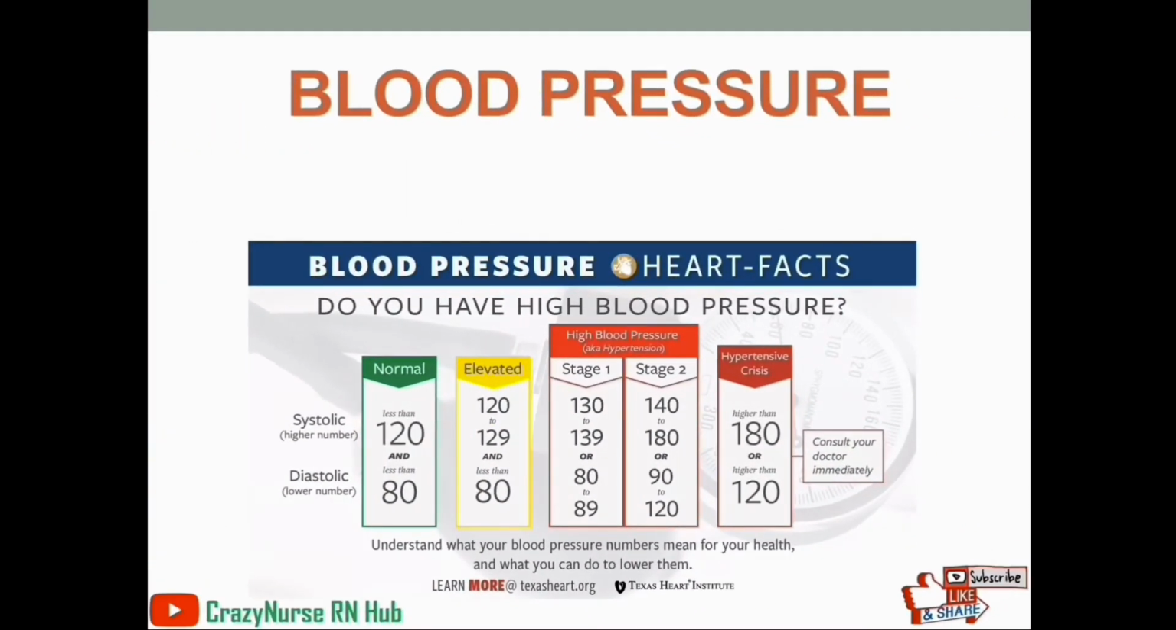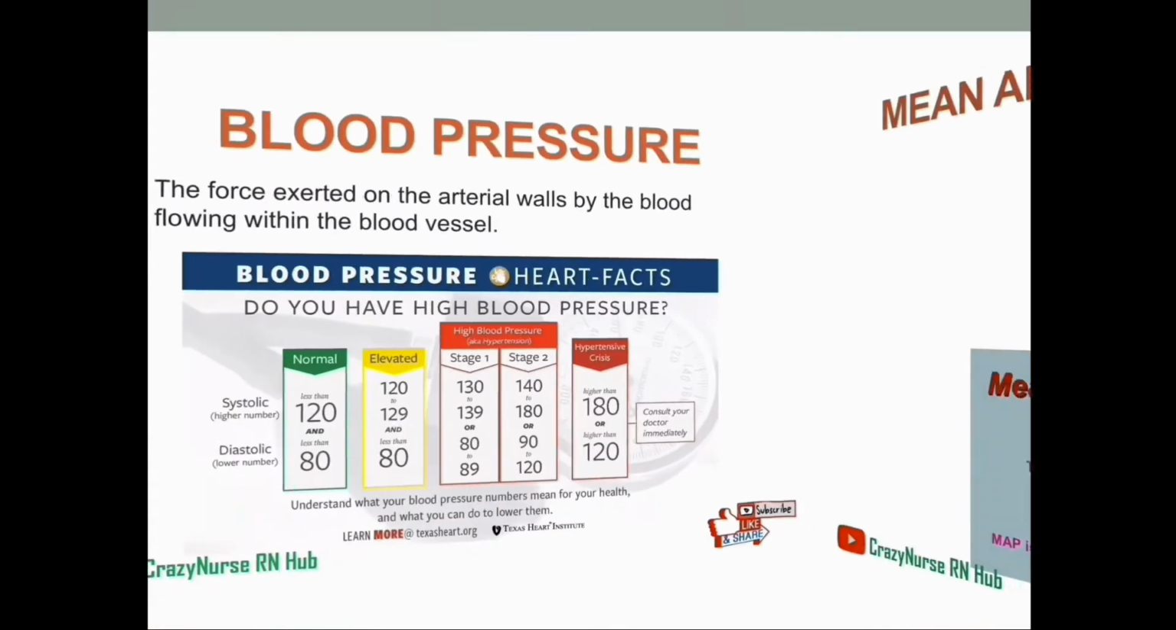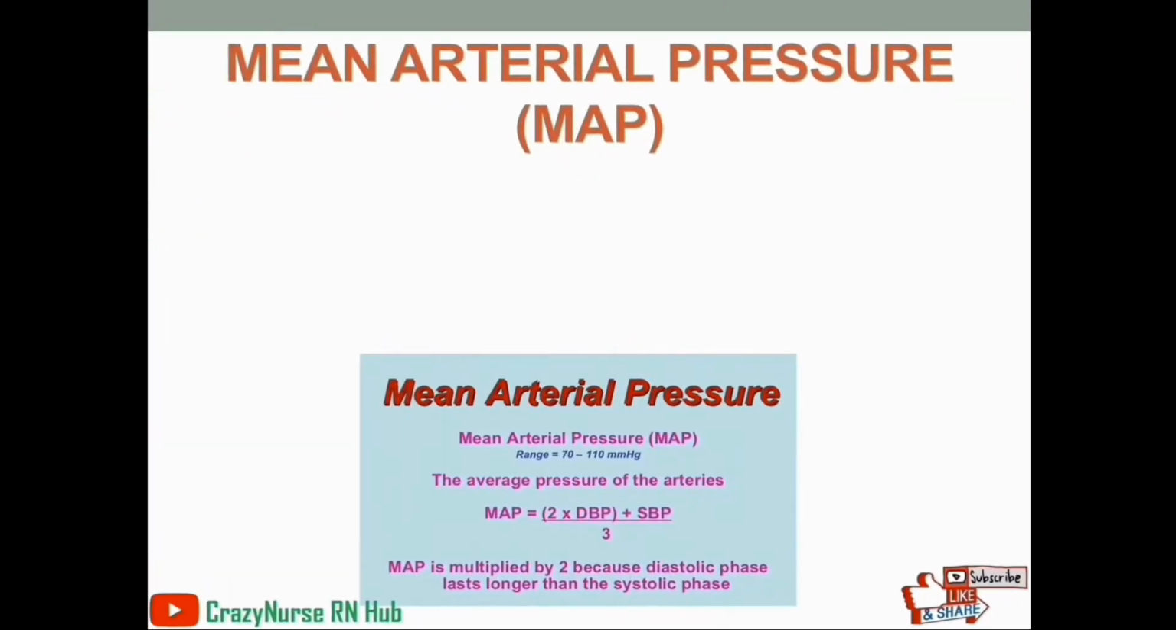Now let's discuss blood pressure. It is the force exerted on the arterial walls by the blood flowing within the blood vessels. So we have here criteria or standards to determine if you have a normal, elevated, high blood pressure, and hypertensive crisis. Next, we have your mean arterial pressure.